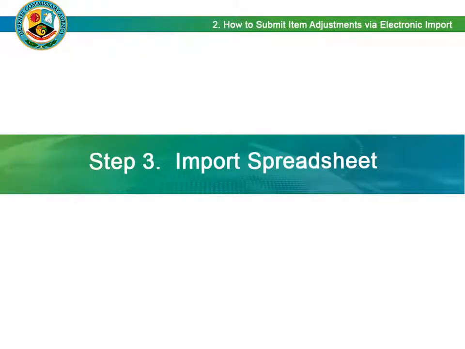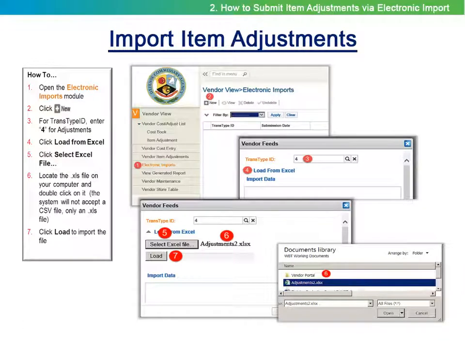Step 3. Import the item adjustment spreadsheet. To import and submit the completed spreadsheet, first, return to the Modules panel and select Electronic Imports. 2. Click on the New button. 3. A secondary window opens. Enter 4 for the transaction type ID number. 4. Click Load from Excel. 5. Click Select Excel File.